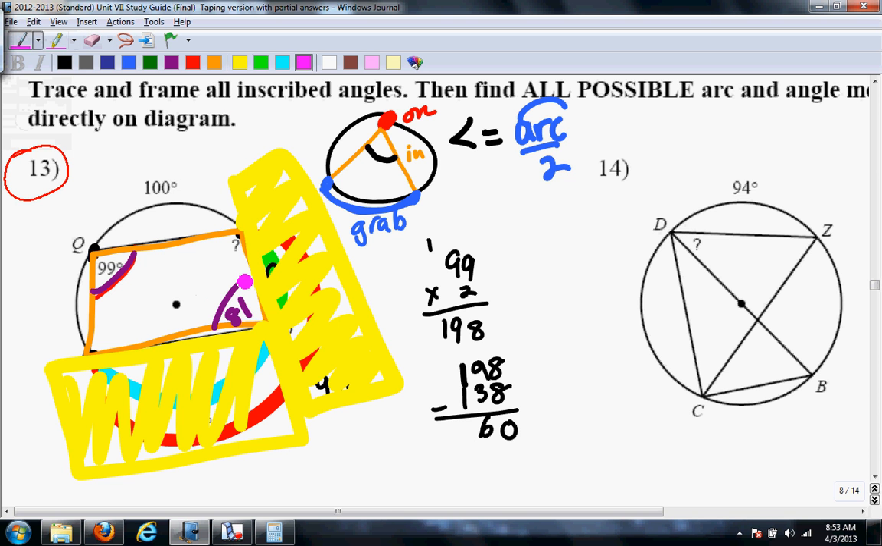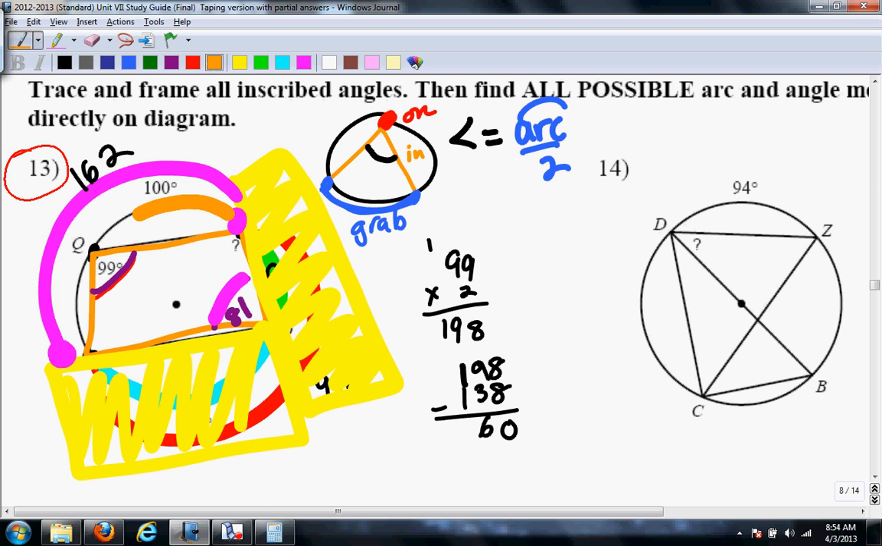Okay, the 81 grabs from here all the way to here. So the angle is half of the arc, which means if we have the angle, to get the arc we double it. If you double 81, you're going to get 162. Now we know from here to here is 100. That means to find this, we simply take 100 away from 162, and we get 62.